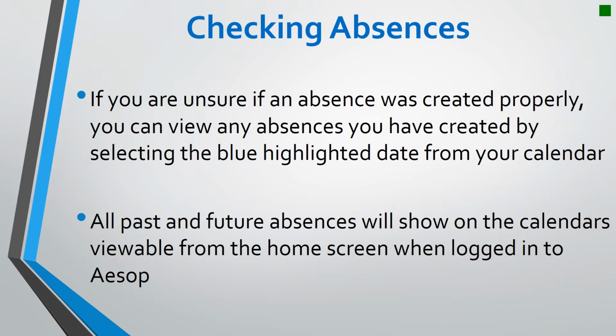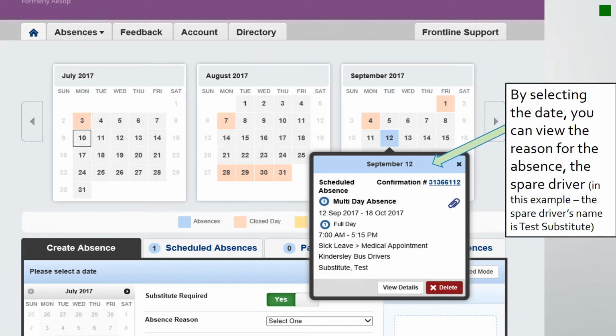You can view any absences you've created by selecting the blue highlighted date from your calendar. All past and future absences will show on the calendars, which are viewable from the home screen when logged into Aesop. By selecting any blue dates on your calendar, you can view the reasons for the absence and the spare bus driver. In this example, the spare bus driver's name is test substitute, and you can see the date or the number of dates that you're going to be absent.